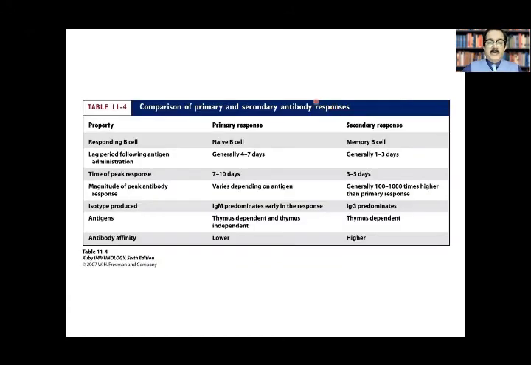Okay, and if you compare primary versus secondary, you have seen this a lot. The primary response takes 4 to 7 days. Secondary is 1 to 3 days. The peak response is about 7 to 10 days, versus 3 to 5. And if you look at affinity, the primary is lower and the secondary is usually higher, because you get them from the pool of your memory B cells.